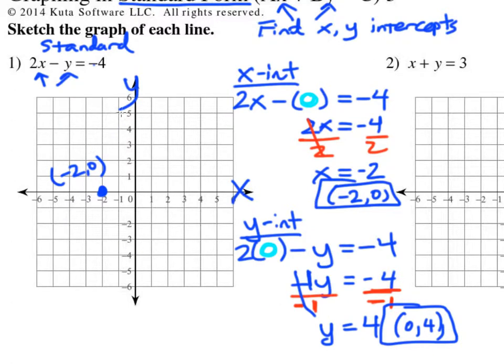Let's go ahead and plot that on the y-axis, the up and down axis. 1, 2, 3, 4. There it is.